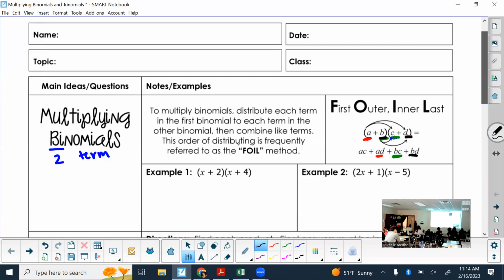So let's try that. So FOIL, first we multiply what 2 numbers or what 2 terms? X and X. So it's the first thing in each parentheses. What's X times X? Good. Outer numbers. So the outer number of each parentheses. X times 4 is what?